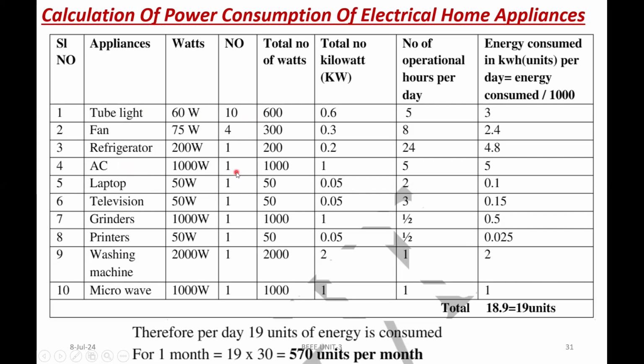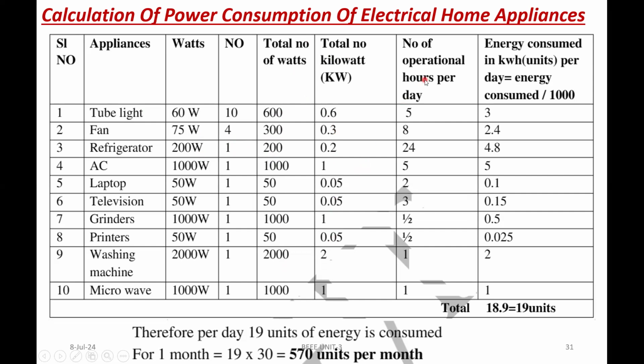The only thing we have to do for the calculation of the number of units is multiply the watts by the number. That is 60 into 10, which stands for 600, the total wattage of tube lights. Next one, 75 into 4, it's 300. Again 200 into 1, 200. Everything is noted down in this column, the total number of watts. And next, if you would like to convert this into kilowatts, just divide by 1000: 600 by 1000 is 0.6, 300 by 1000 is 0.3, 0.2 like this.